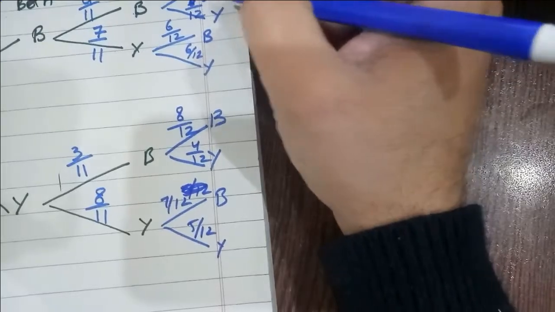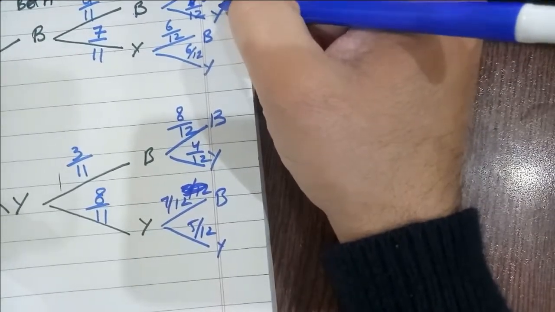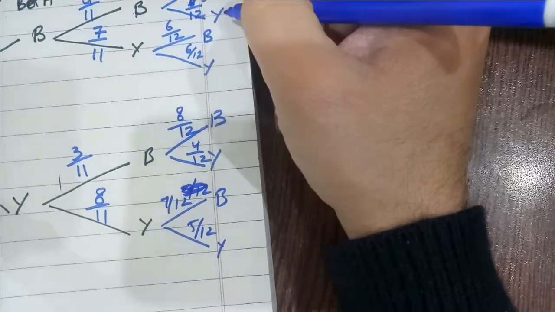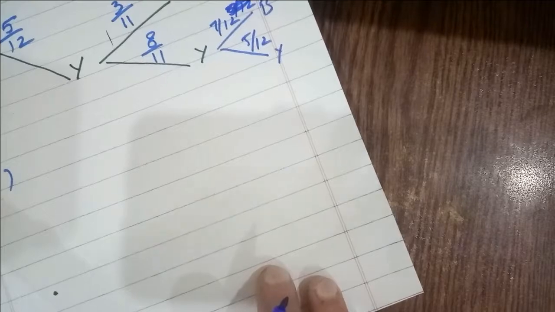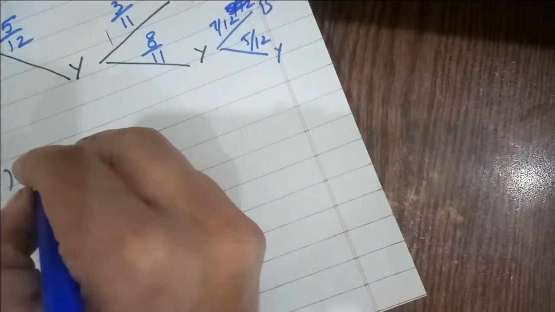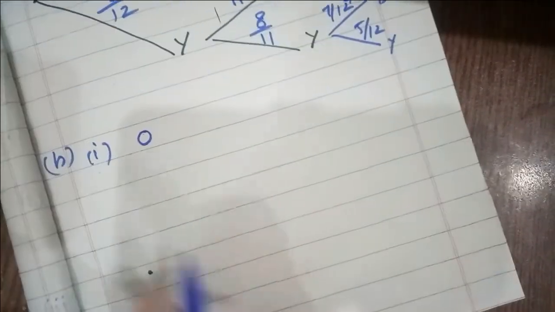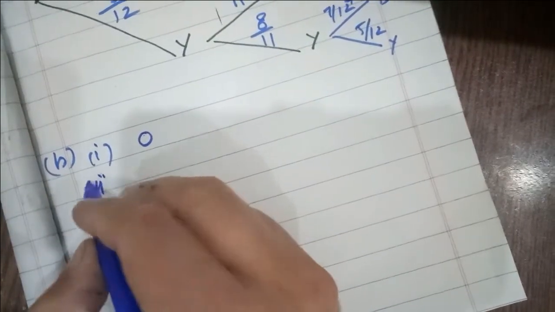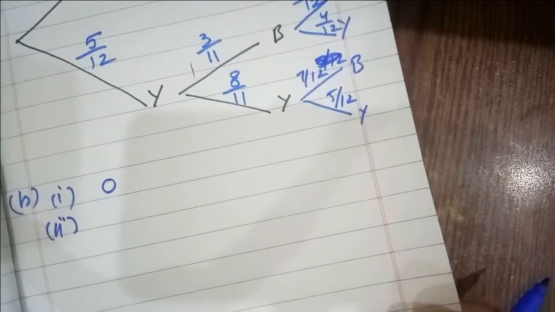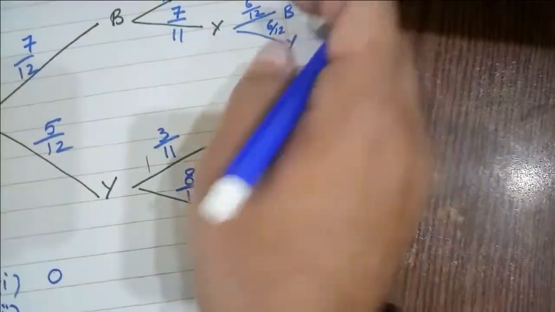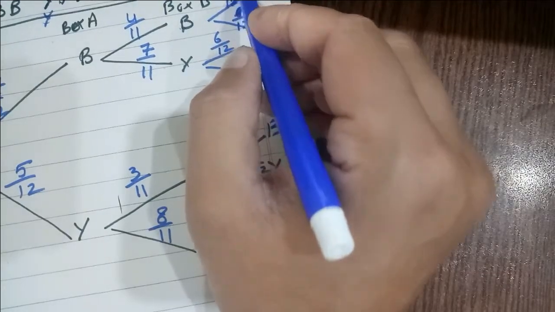So you can see that in each case the number of blue balls is always greater than the yellow balls. So there is no chance of getting more yellow balls than blue balls in box A. So the probability will be 0 in part 1. Part 2, exactly 7 blue and 5 yellow balls. So where is this? 7 5, yes, 7 blue and 5 yellow.